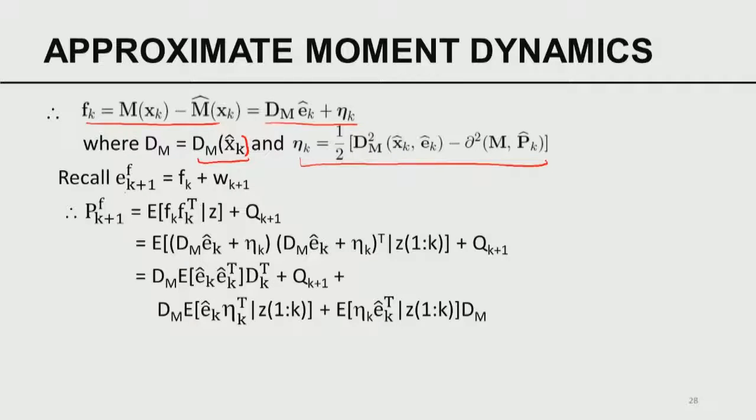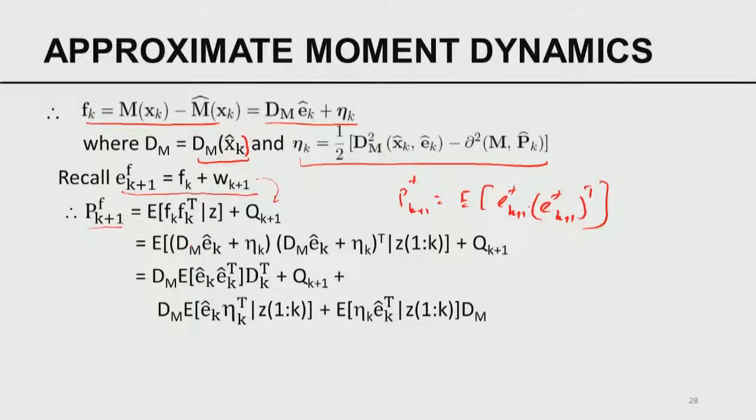We already know the error is equal to f_k plus w_{k+1}. Therefore, the forecast covariance follows very easily from this equation. What is the forecast covariance? P_{k+1}^f is equal to expected value of e_{k+1}^f times e_{k+1}^f transpose. So that is the formula.